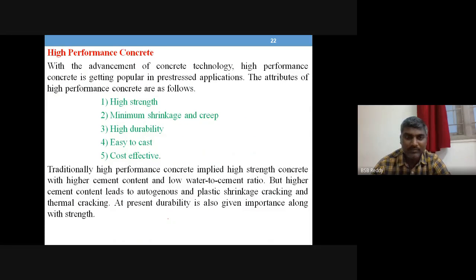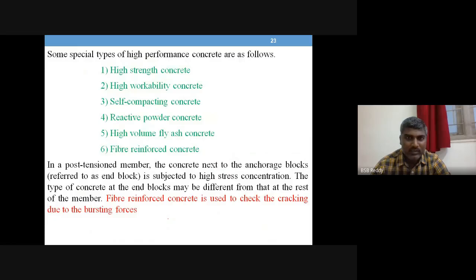Okay, similarly, the other type of concrete is called high performance concrete, wherein the following are the types of high performance concretes. So there is a lot of scope for your projects in this high performance concretes list. Okay, and further, research is also possible in these areas.